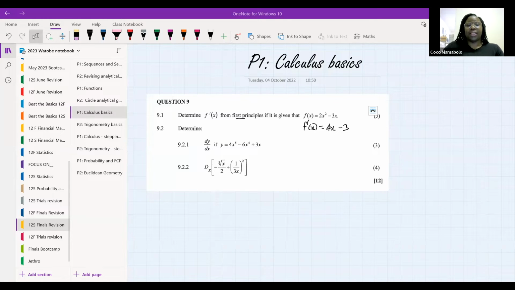Yes, sir. Somebody just asked me, ma'am, will we lose marks if we forget the limit as h approaches 0? Yes, we will. Because the whole point of first principles is to show the limit as it approaches from either side. Okay. So they're very, very strict about it. They're very pedantic about it. So make sure that you're not forgetting. No worries, Inani.